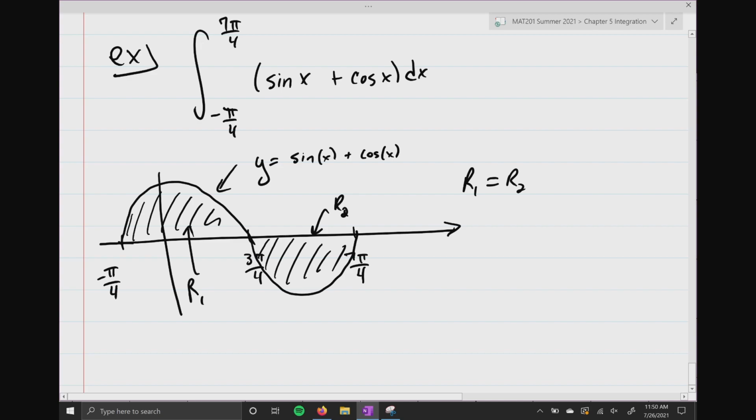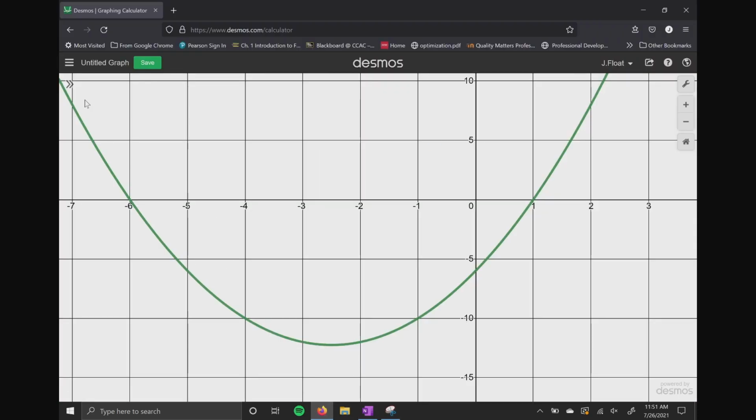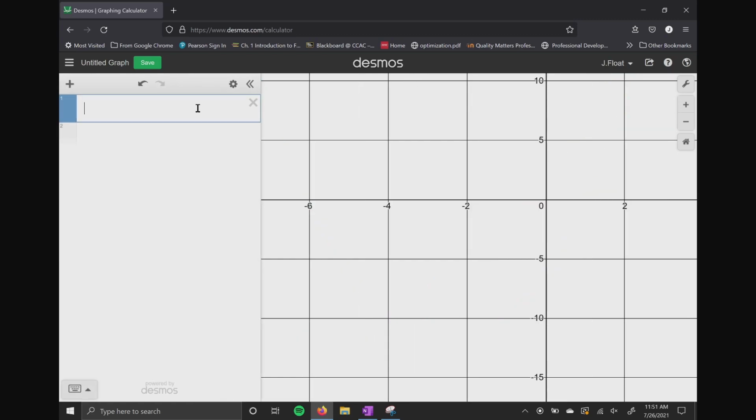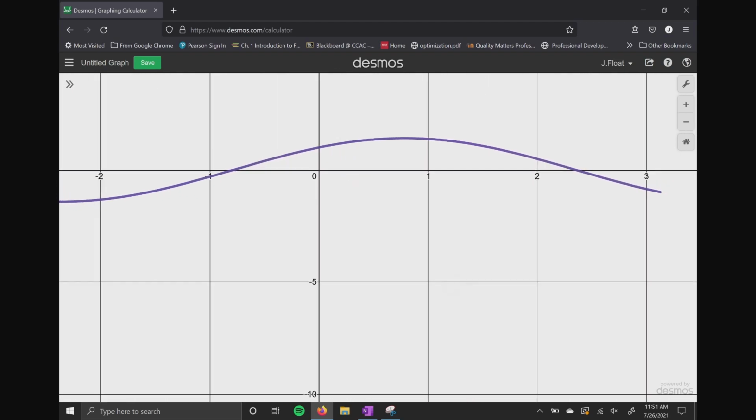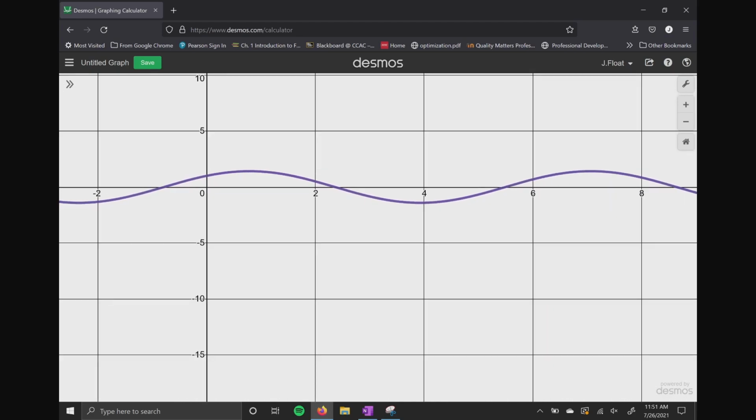So right now, if you're thinking about this without even knowing how to do this problem, the answer should be 0. Okay? If you wanted to be more precise, by all means, go ahead, use Desmos. All right? So sine x plus cosine x. Okay, and if you look at the area in the first region, in the second region, and in the third region, I mean, because this oscillates, you could see that they are the same, or at least visually, that's what they look like.